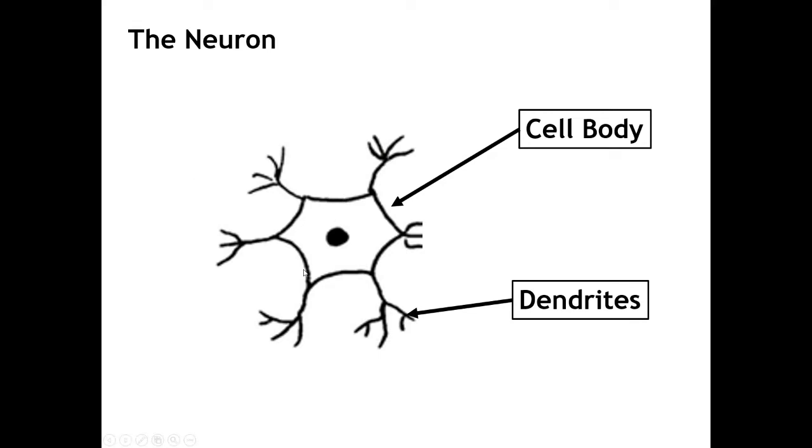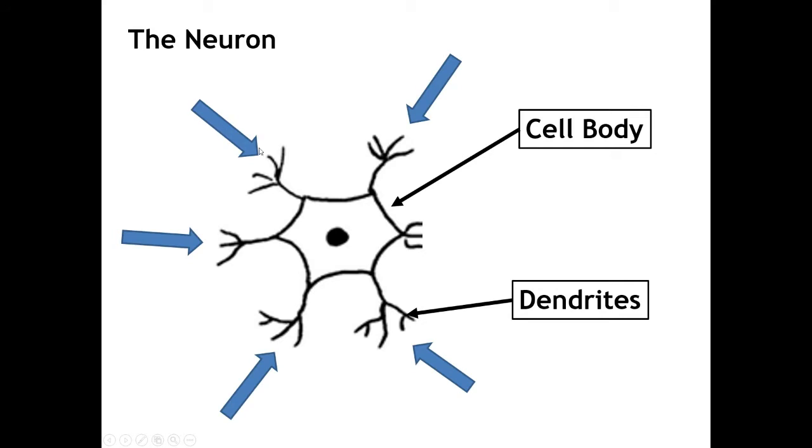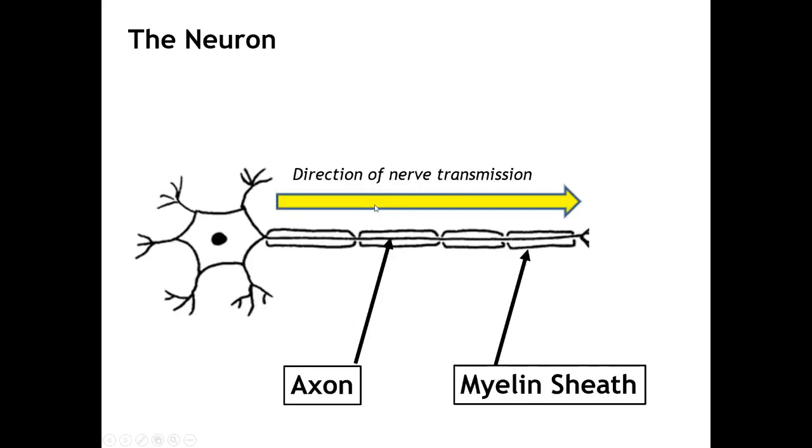We can see that this here is the cell body, and on the outside we have things called dendrites. Information from other nerve fiber cells will come in through the dendrites and be received in the cell body. This information is processed and then sent along what we call the axon, which is this nerve fiber which runs away from the cell body. So the direction of nerve transmission is from the cell body along the axon.